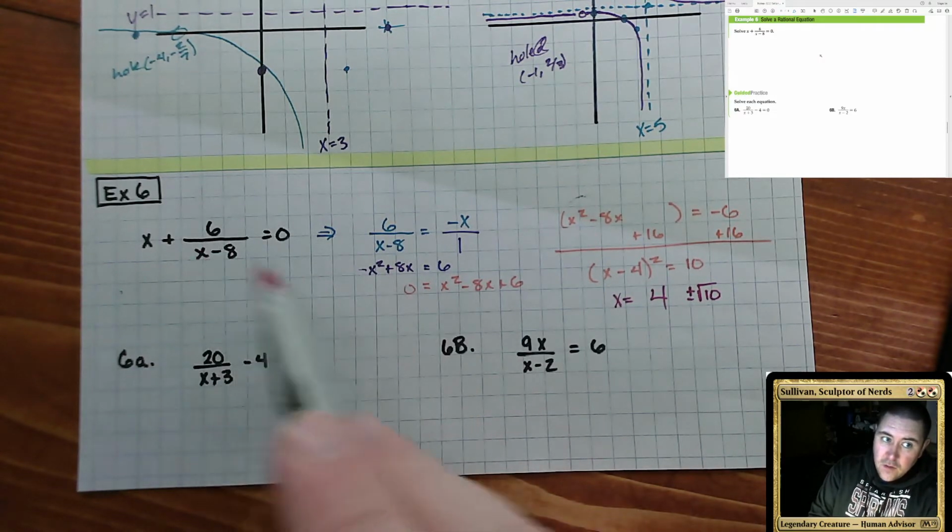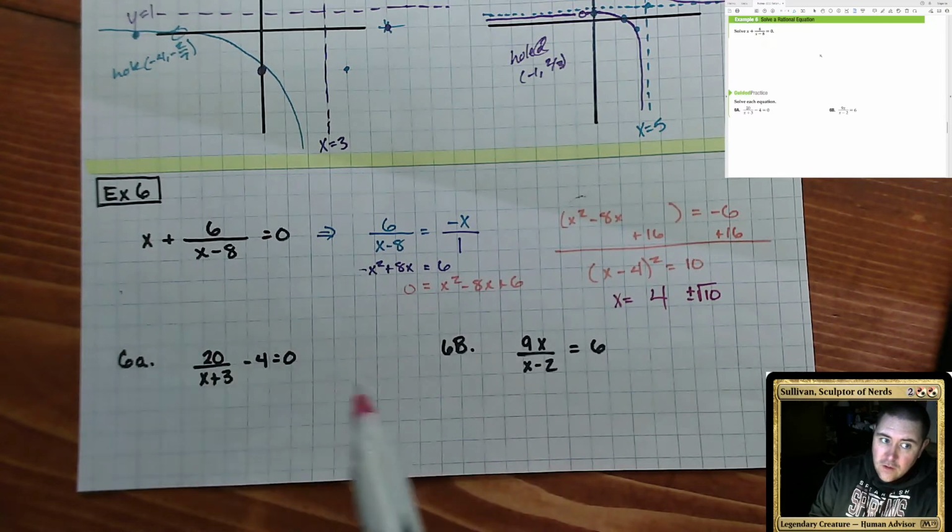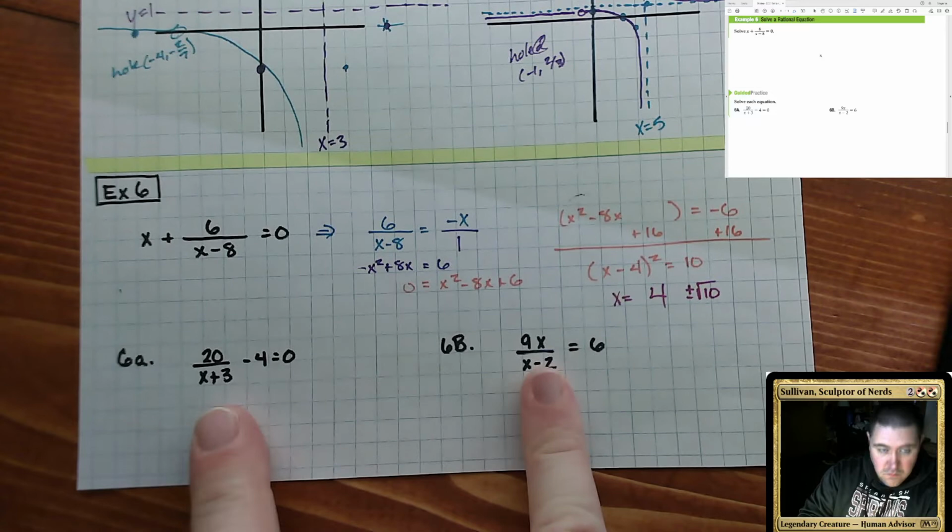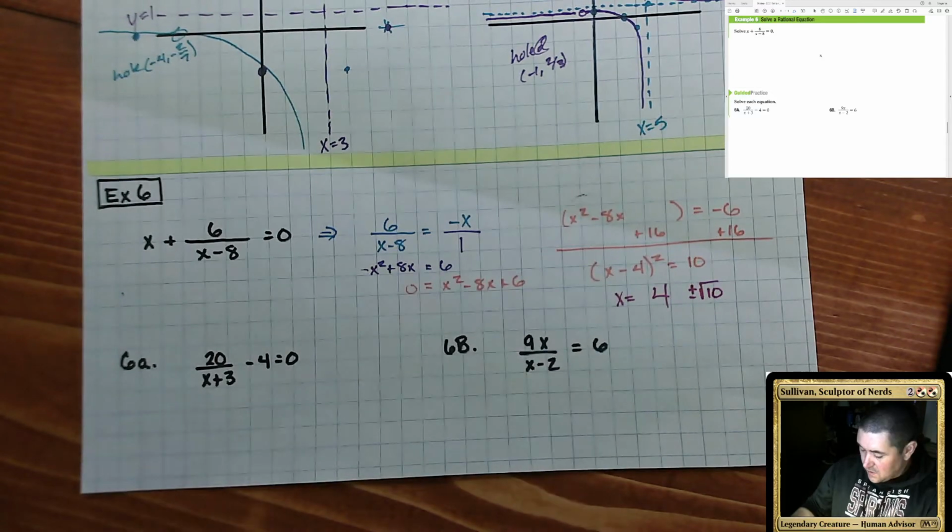Just get part of it on one side, part of it on the other, cross multiply, solve. Okay? So those two, let's see if you remember Algebra 1. Pause it, go.